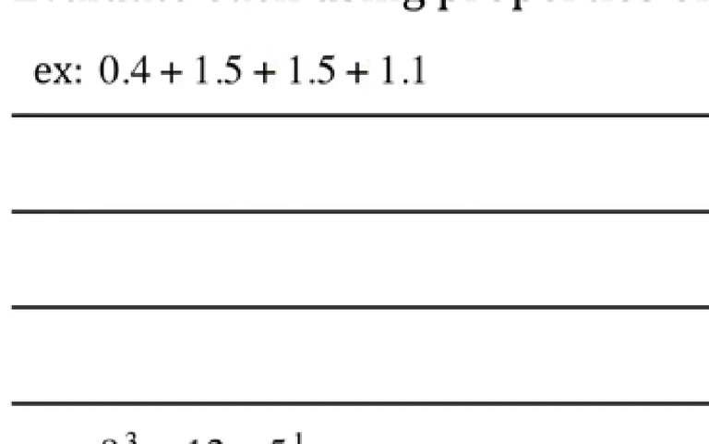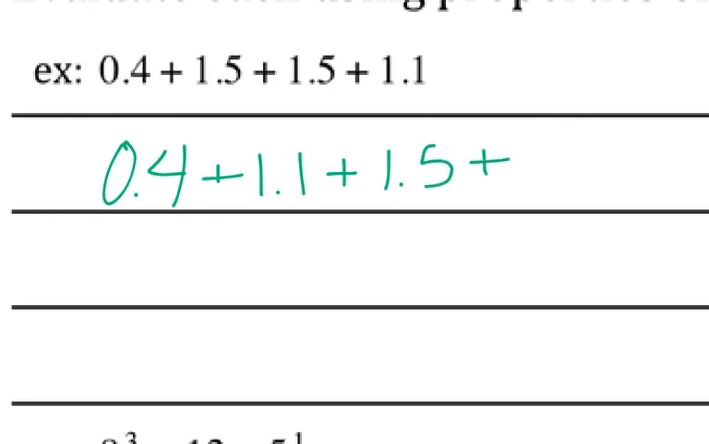Well, I also noticed that 1.1 and 0.4 will give me 1.5. So I'm going to first show that I'm rewriting these. Now don't think of these as 100% like order of operations problems. This is a little bit more about showing off your math skills, showing off your mental math skills. So here's 0.4, 1.1, and now I'm adding this to get 1.5 plus 1.5 plus 1.5.